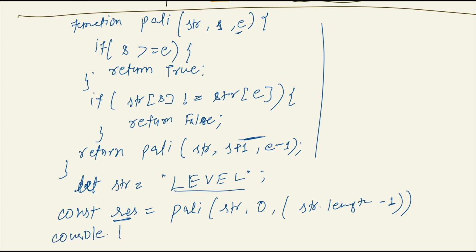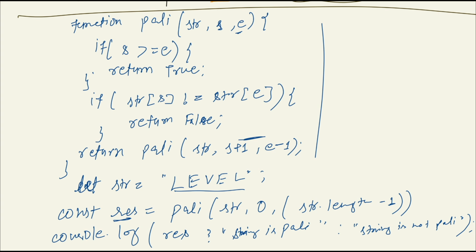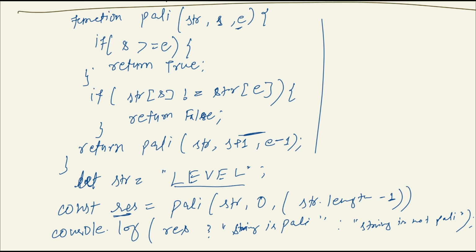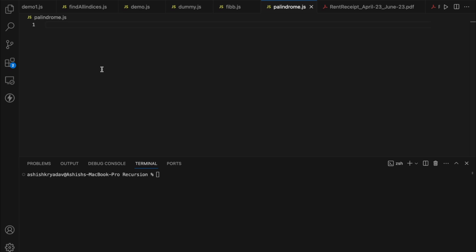Here we will console.log. If the result is true, then we will print that the string is palindrome. Otherwise, the string is not palindrome. Okay, so this is our program. We will see the live implementation in our VS Code. Here we will implement the same program.